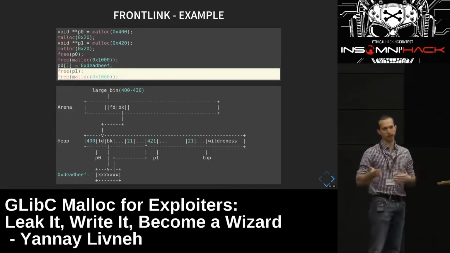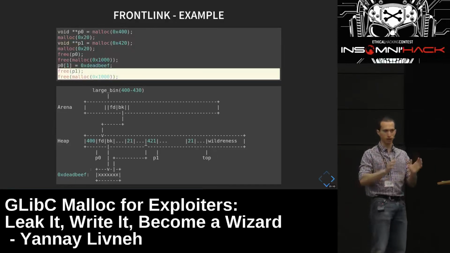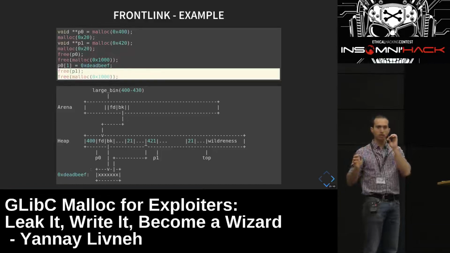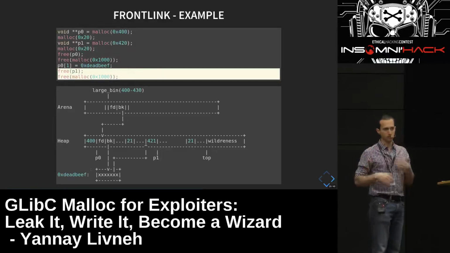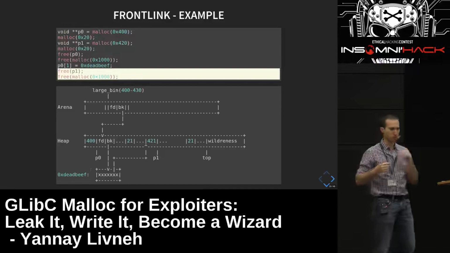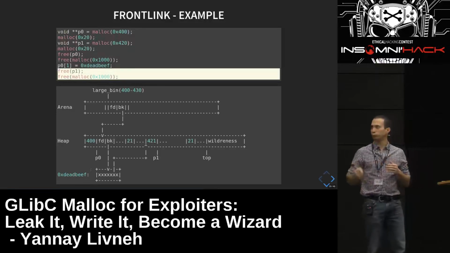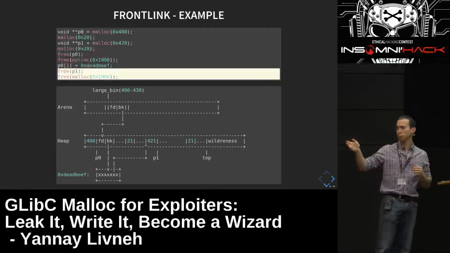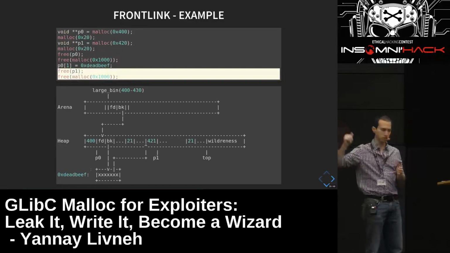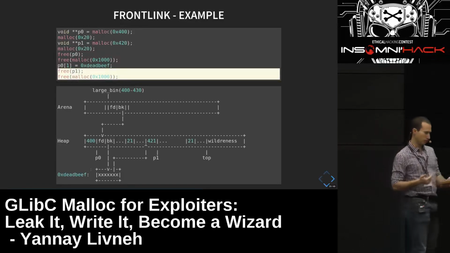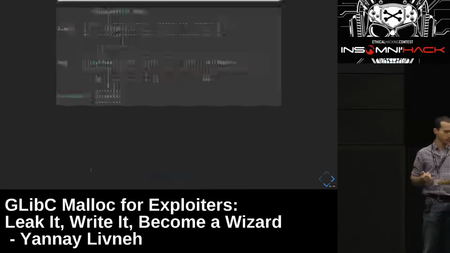Now, usually dead beef is not allocated, is not mapped, so the whole thing would crash. However, if dead beef is mapped, you would just write a pointer to this chunk to dead beef. And this is how the front link method works with large bins.